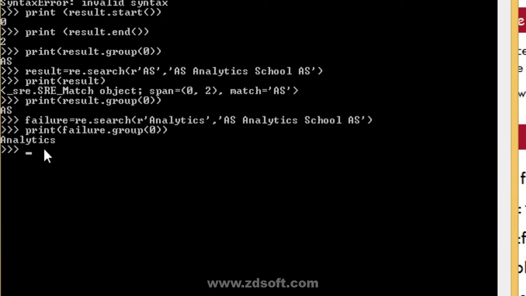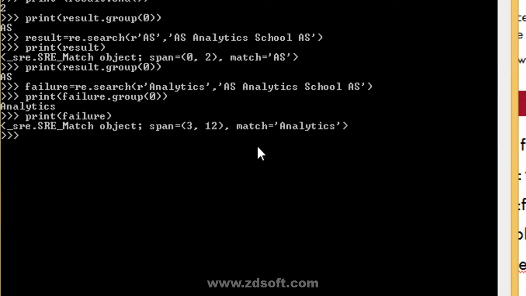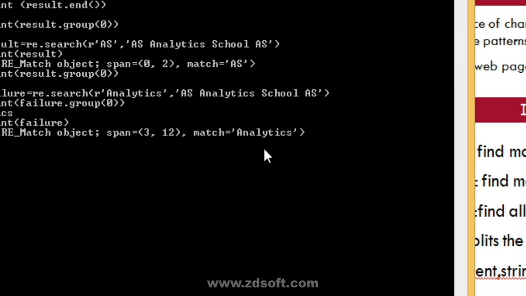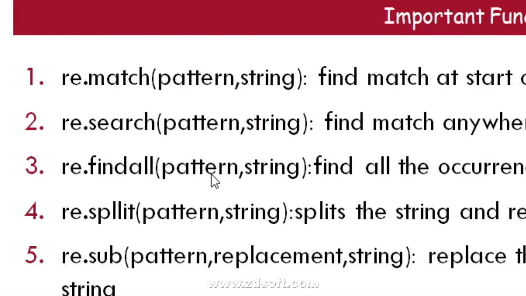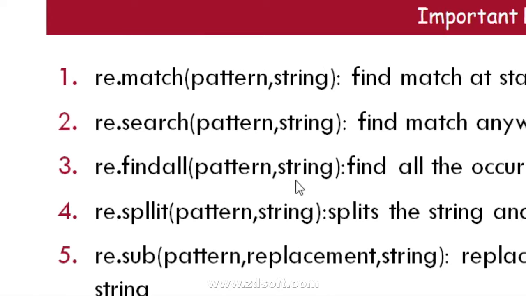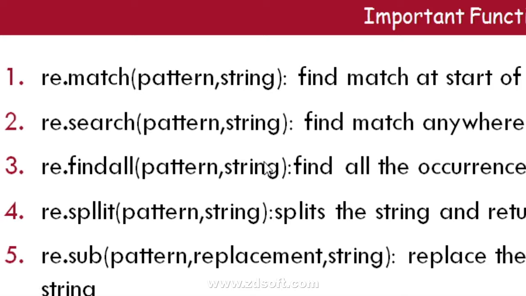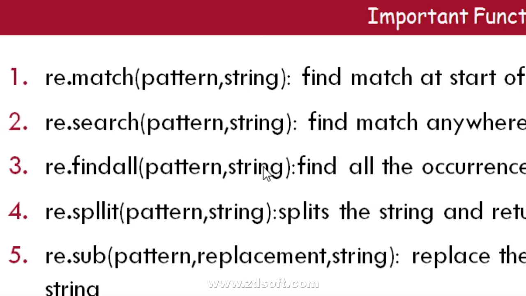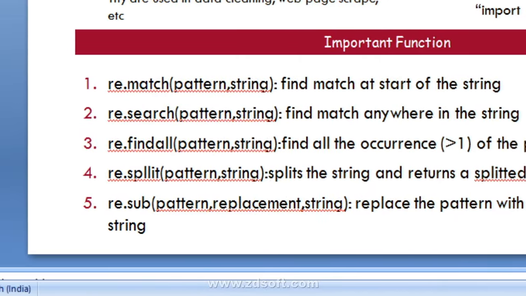So this is the matching string, and if we print failure, we can see that the match has been found. The match object is a match for analytics. So now look at the third function, which is findall. The findall method looks for the pattern in the string and finds all the occurrences, more than 1, in the string, and it will return an array of all the patterns which are occurring in the string. So let's look at it.